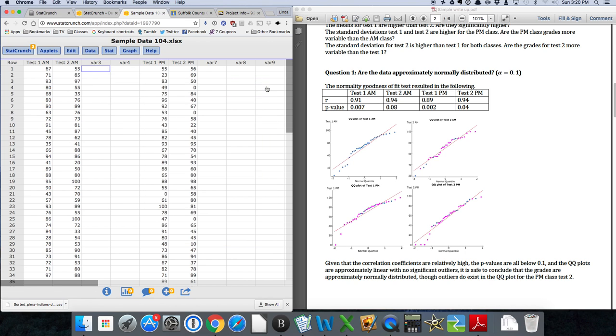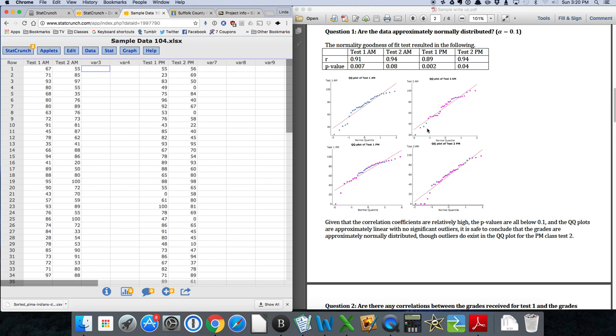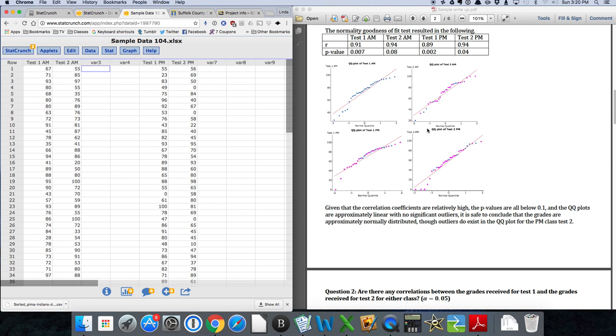All right, so I can put this one away. The next question I want to take a look at here is, are there any correlations between the grades received for test 1 and test 2 for either class? There are two things I can do to make this determination. The first is to do a regression analysis, which we'll do, and the second is to look at a scatter plot. So let's look at the AM class, test 1 and test 2.